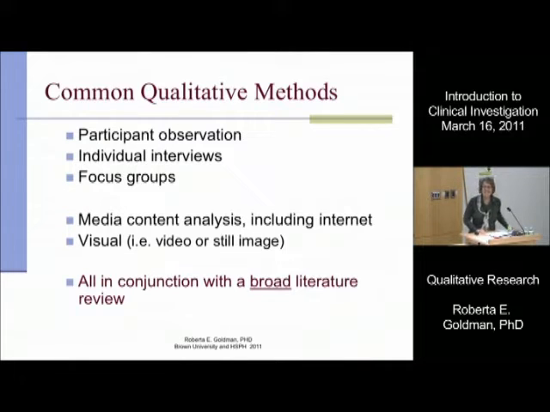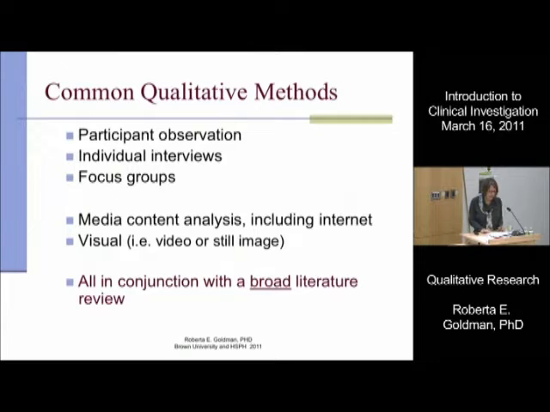So, okay, good. What I'd like to do now is start going through some of the really typical methods in qualitative research that I think could be very useful in conjunction with quantitative methods, or on their own in a formative study. So these are the ones that I'll go through, briefly.